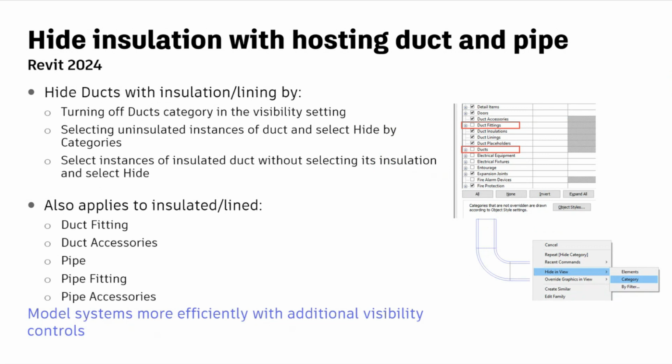In previous releases of Revit, the insulation remained visible when hiding duct and pipe that had insulation in colder climates or warmer climates. So in 2024, the insulation actually gets hidden regardless of the method you use to hide the insulation on duct or pipe elements, making it a lot more efficient in your workflows.